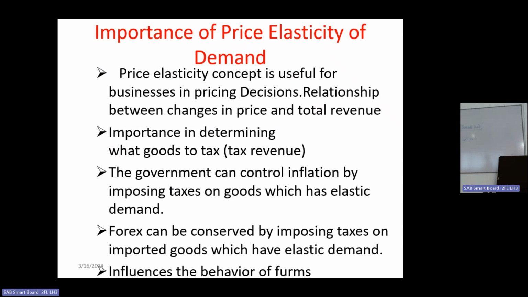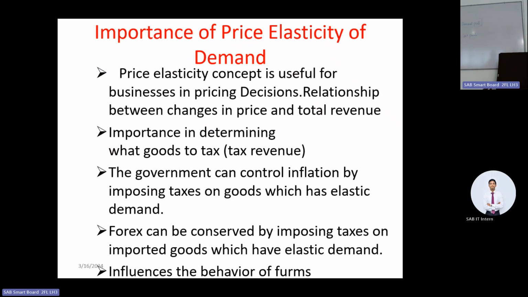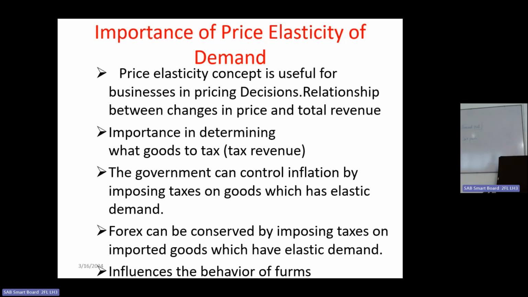So one thing is we can impose taxes on goods which have elastic demand. So we can improve the foreign exchange. If there is a tax, the price increases, and when the price of the goods increases, there is less demand. That will reduce the import demand. With the reduction in import demand, we can save the foreign exchange, and keep the foreign exchange stable, right?